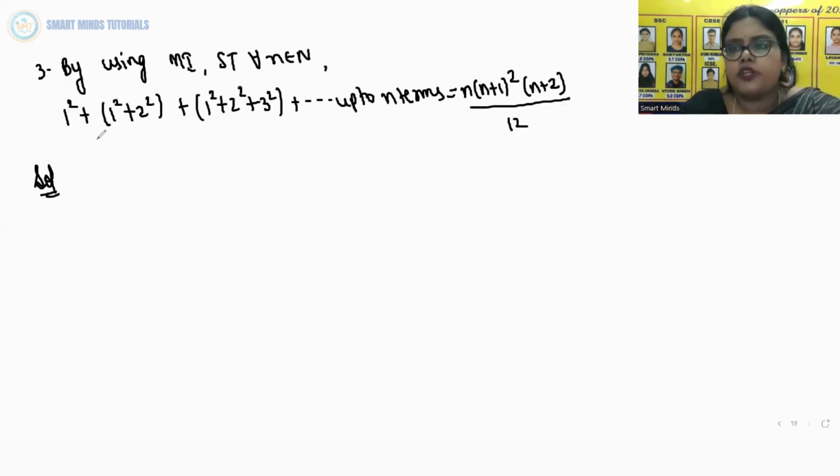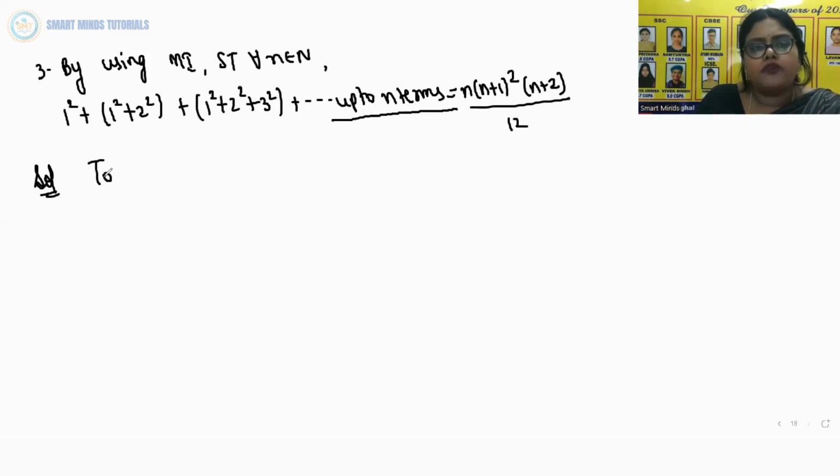Now take this question. By using mathematical induction, show that for all n belongs to N, 1² + (1² + 2²) + (1² + 2² + 3²) + so on up to n terms is equal to n(n+1)² (n+2) by 12. So whenever up to n terms is given, we need to find out the nth term. So first put the side heading to find nth term.